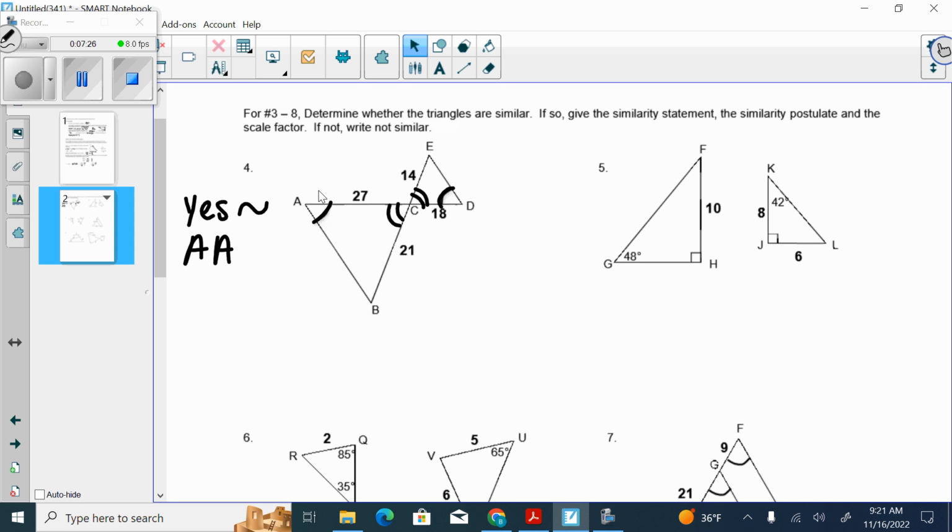All right, so they said to determine if they were similar, we said yes. We already said what postulate they were similar by. We do need to give a similarity statement. So I would say triangle ABC is similar to triangle what?